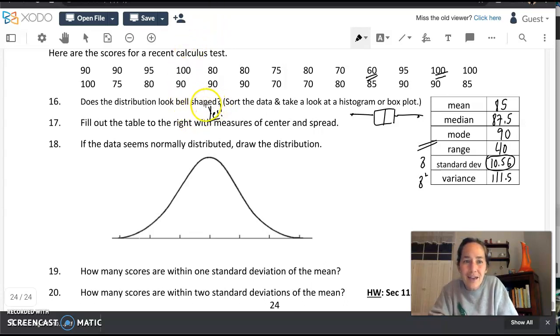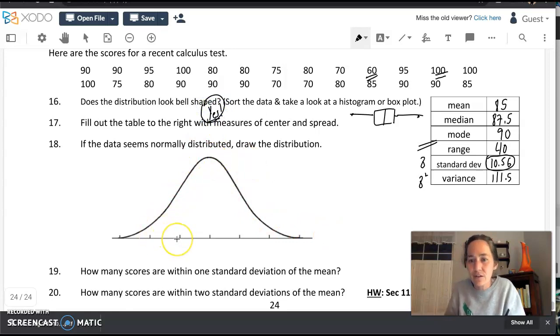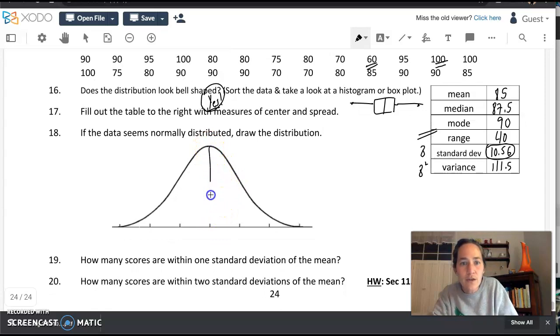If we got a yes to question 16, let's just see what the data would look like under a normal bell-shaped curve. Let's draw this distribution. So you have your mean right in the middle, and that would be 85. You're going to add 1, 2, 3 times this standard deviation, the value that I circled, the 10.56, and I'm going to round to the nearest tenth. So I'm just going to add 10.6 to 85. So 85 plus 10.6 gives me 95.6.